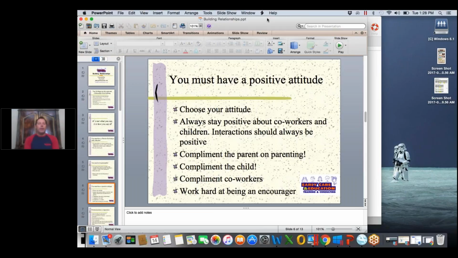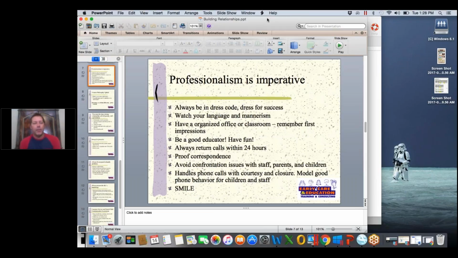Next one is that professionalism is imperative. These are just really quick things right here. Always watch your dress code. We want to be a good role model for our children, so that they will do the same. Watch your language and your mannerisms around the children. Have that organized classroom. Remember that first impression right there. Have fun and be that good educator.